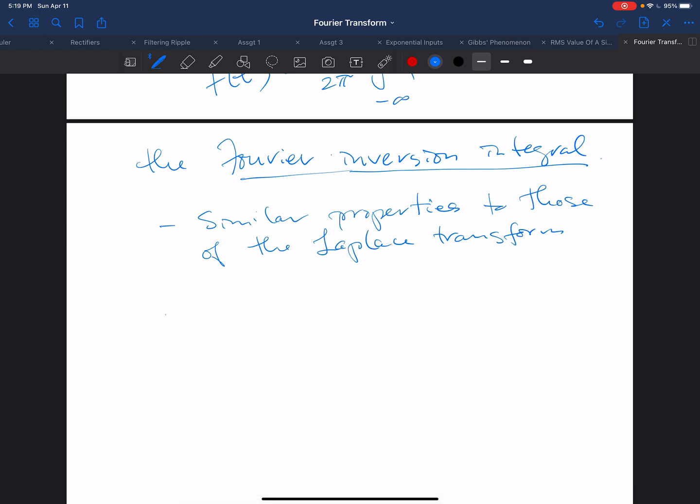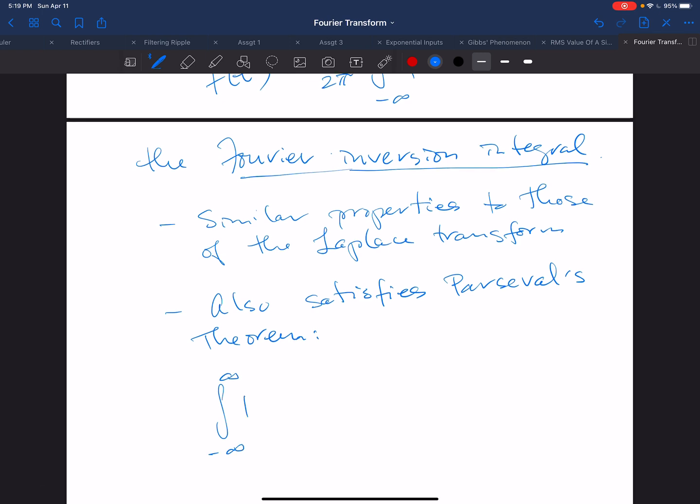And like the Fourier series, it also satisfies Parseval's theorem, or a new version of Parseval's theorem. For the Fourier transform, Parseval's theorem takes this form. If you take the integral of the power of f of t in the time domain, you get 1 over 2 pi times the integral of the modulus squared of the Fourier transform in the frequency domain.